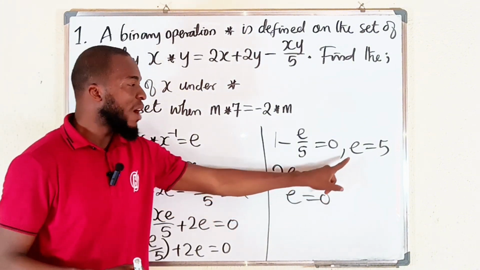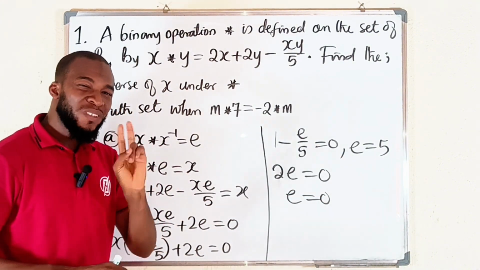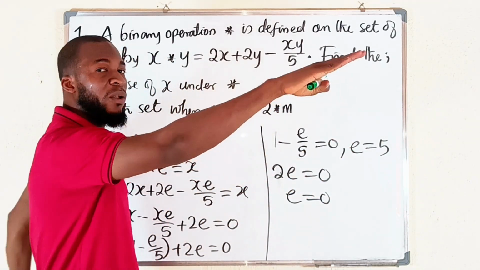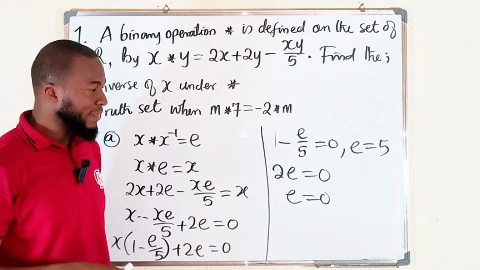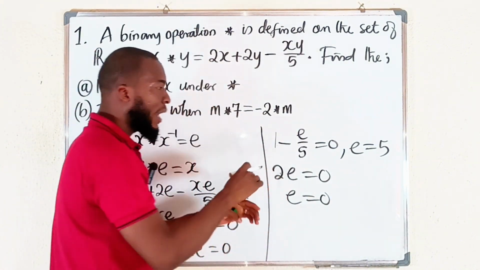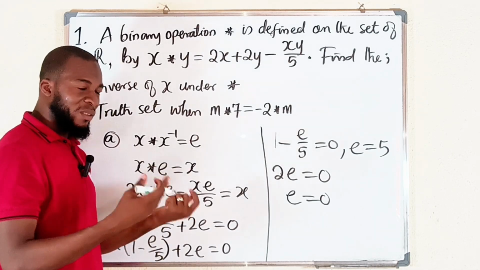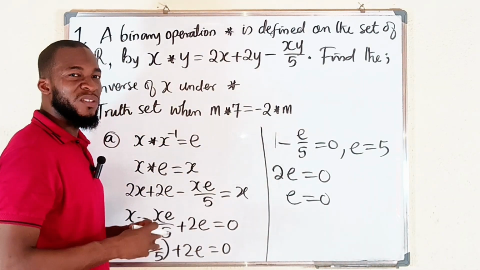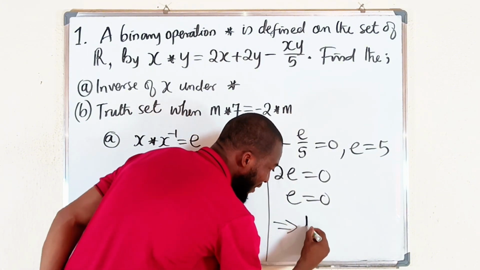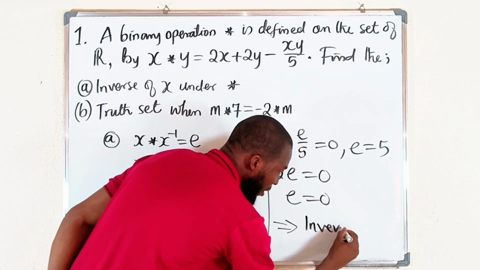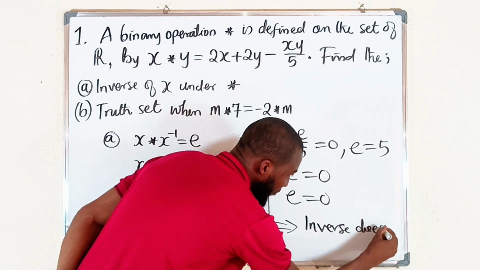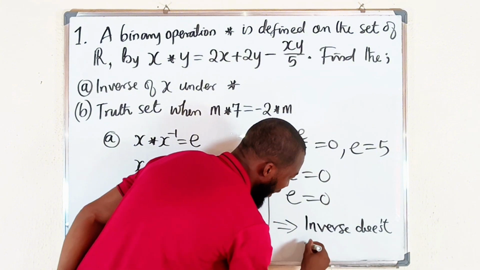So how can you have two identities? No set can have two identities, because this identity is true for all the members within that set. So we cannot have two identities. And hence, I don't want to write everything, but I'm explaining. Since we have two identities, which is not true, it implies that the inverse does not exist.